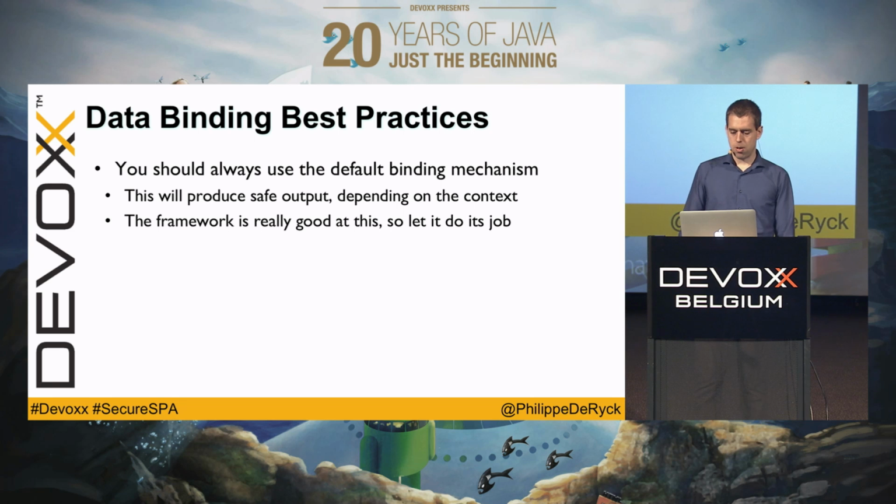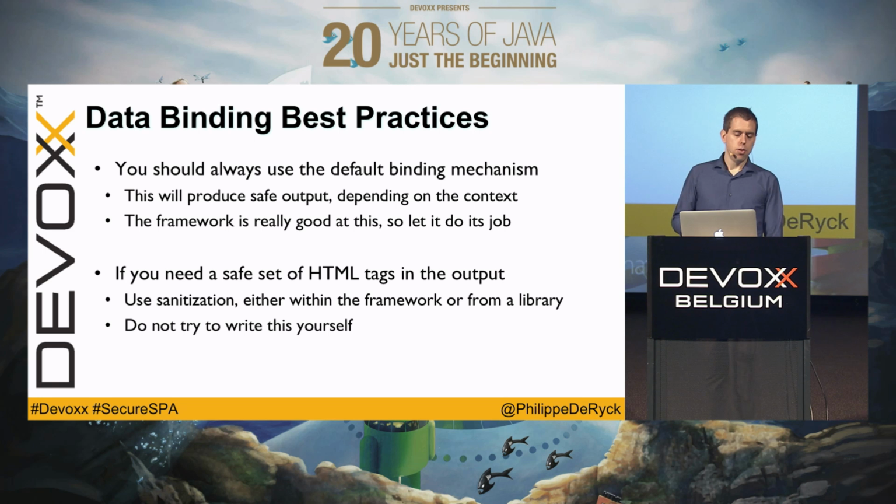So to wrap it up, on data binding, you should always use the default binding mechanism, which produces safe output. If you do this, you're safe, you don't have to worry about it, and the frameworks are really good. Of course, if you use something else besides Angular or Ember, please check whether it actually does some kind of output filtering, because maybe there are some more obscure frameworks that actually don't do this well, but I have no idea about that. And if you need a safe set of HTML tags in the output, you need sanitization.